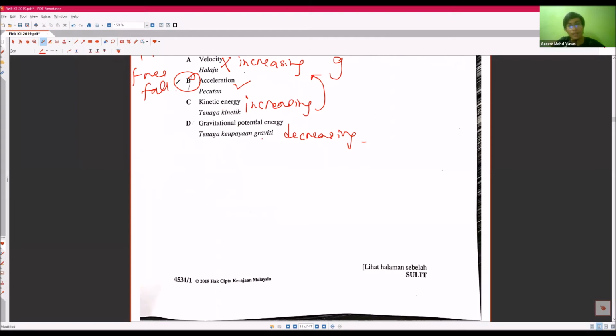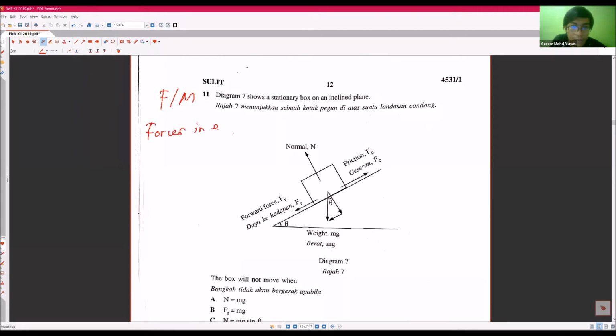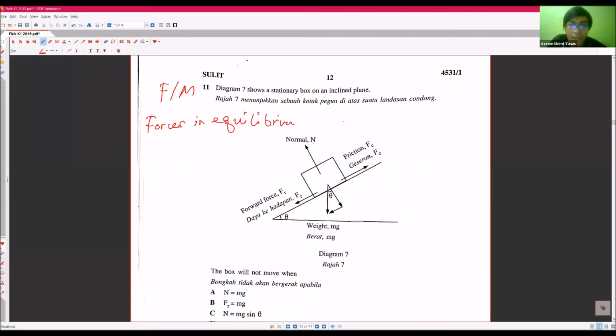Number 11, okay, this is a very hot question. Forces in equilibrium. So let's answer it very carefully. Diagram 7 shows a stationary box. Okay, whenever we see stationary, meaning at rest, it means that acceleration is 0, meaning forces in equilibrium. So net force is 0, F net is 0, on an inclined plane. So based on this word here, stationary, we can use many things here.